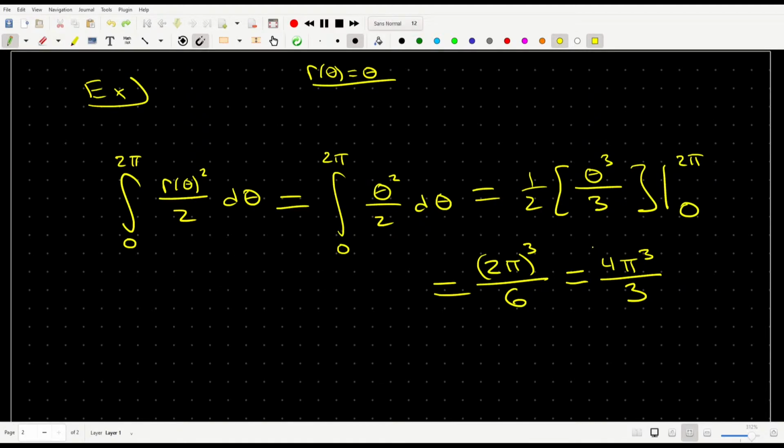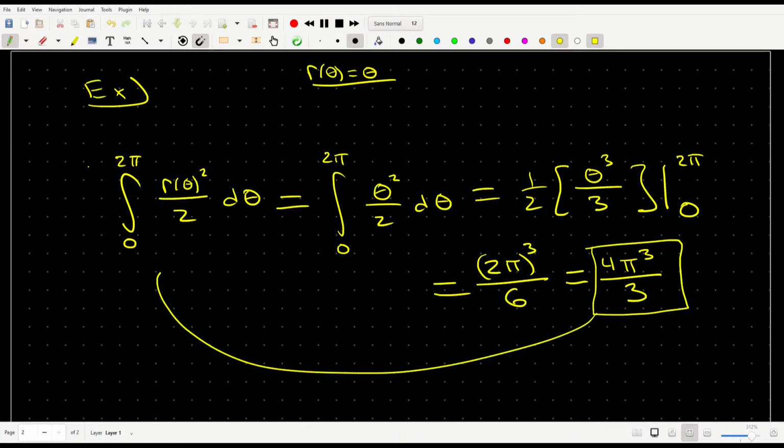And so this value, 4 pi cubed over 3, is exactly the area of the region bounded by the spiral that I showed you earlier. So it's what the sum of the areas of each one of those sectors is converging to when you get infinitely many cuts, which is the exact area bounded by this curve.